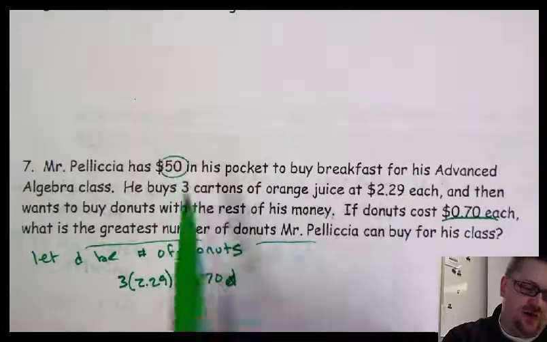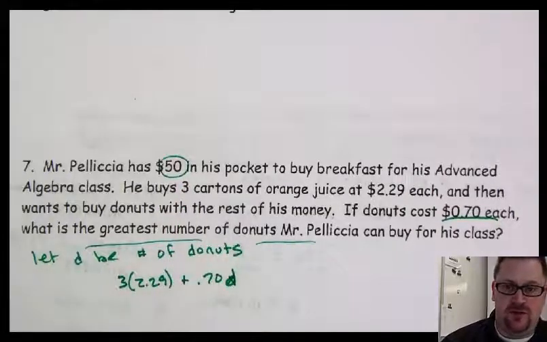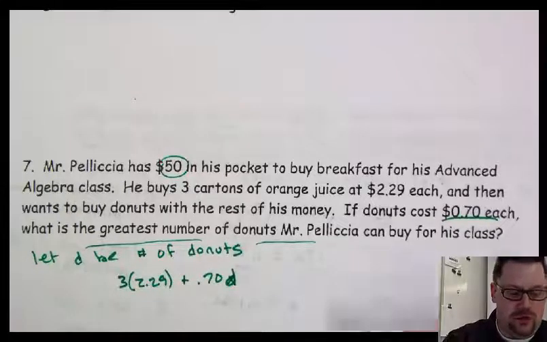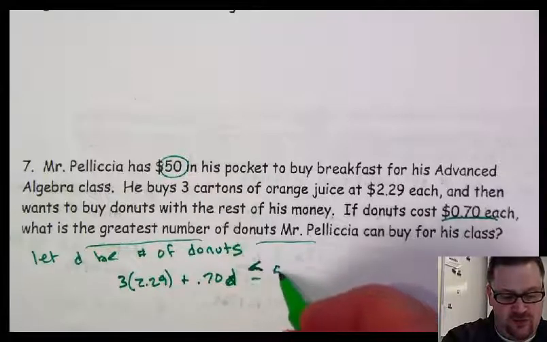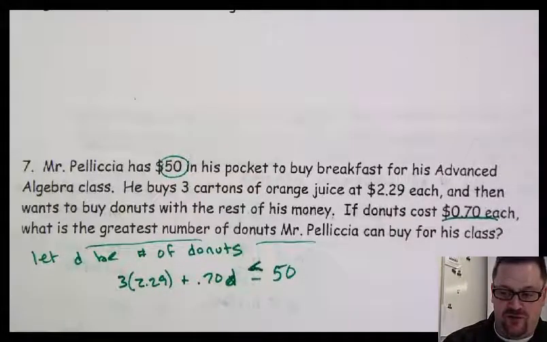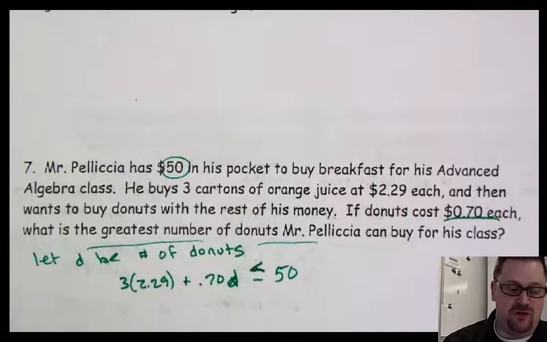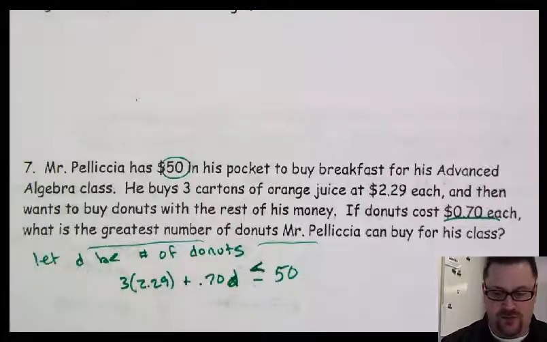He has $50. Can he spend $50? Yes. Can he spend more than $50? No. So that means that we're going to have this be less than or equal to 50. It'd be awesome if he didn't have to spend 50, which is why we would do the less than. Okay? So take a minute and solve. Pause this while you solve and then come back and see the answer.